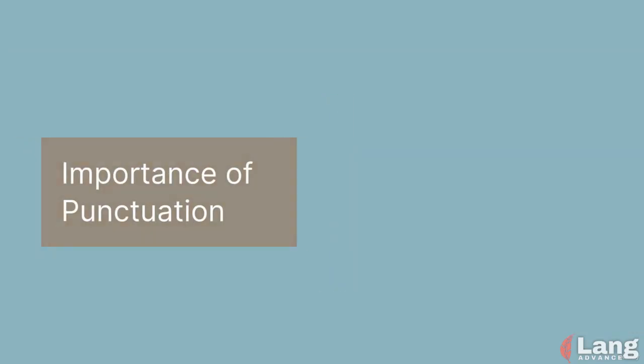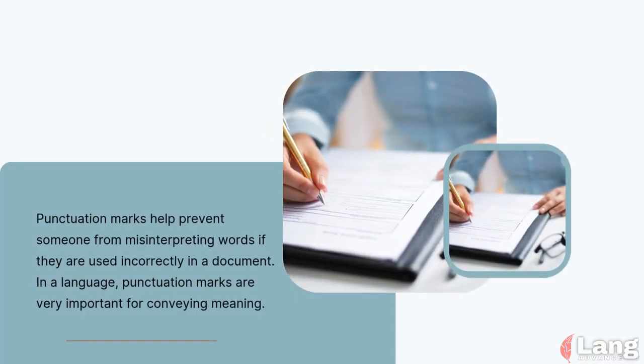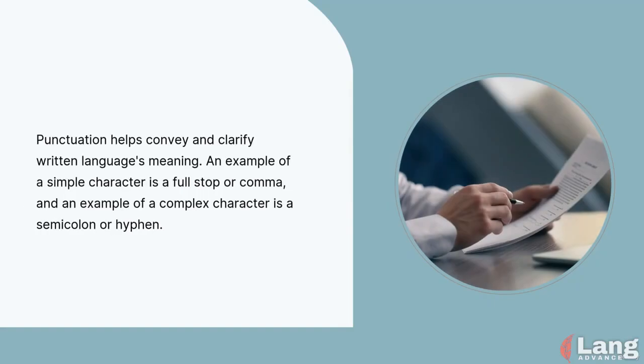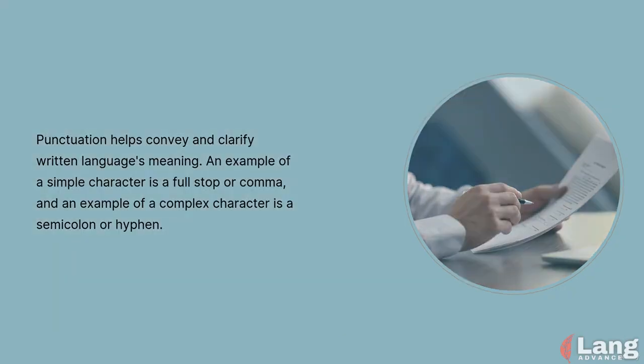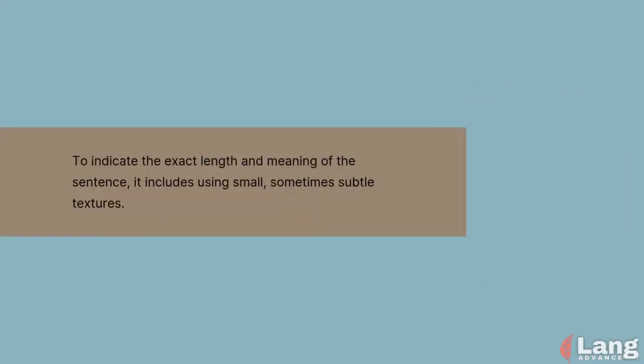Importance of punctuation. Punctuation marks help prevent someone from misinterpreting words if they are used incorrectly in a document. In a language, punctuation marks are very important for conveying meaning. Punctuation helps clarify written language meaning. An example of a simple character is a full stop or comma, and an example of a complex character is a semicolon or hyphen. To indicate the exact length and meaning of the sentence, it includes using small, sometimes subtle textures.